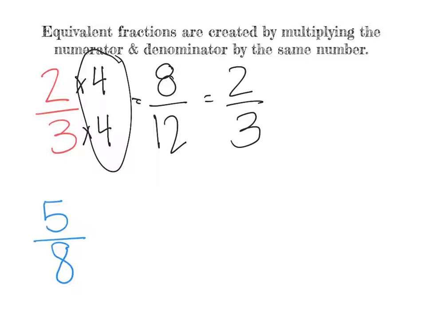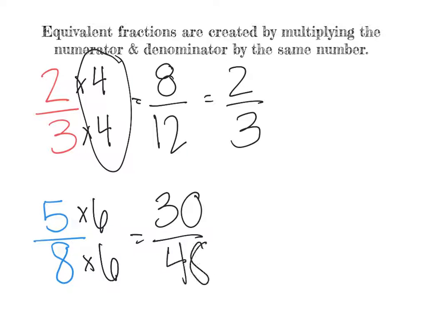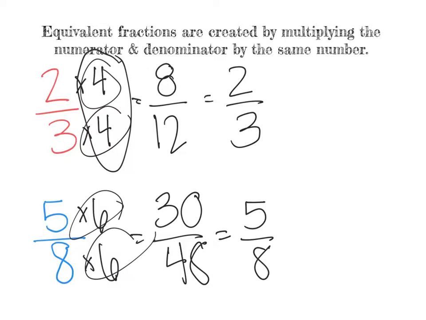Another example, 5/8. Let's multiply that by 6. So 5 times 6 and 8 times 6. Well, 5 times 6 is 30. 8 times 6 is 48. So 30/48 is equal to 5/8, right? And you can choose any number that you want to multiply the fraction by. It doesn't matter what number you choose. It just has to be the same number for both the top and the bottom.